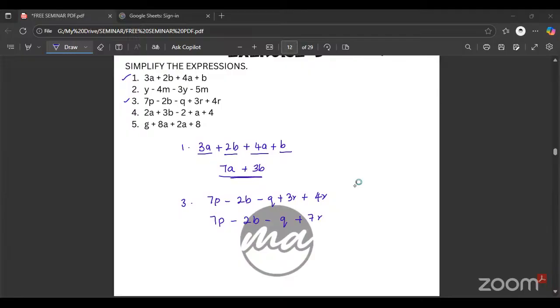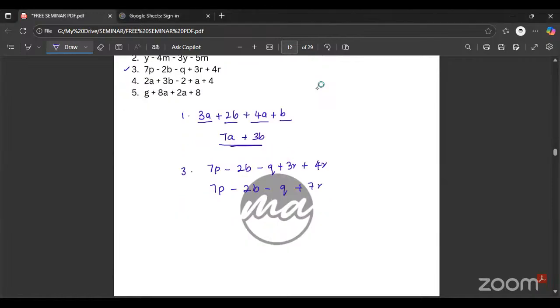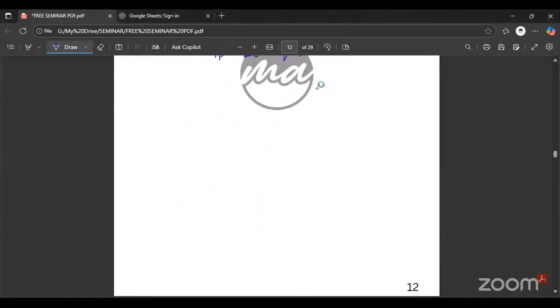Why can't I find it, Miss? I wrote it: 7p minus 2b minus q plus 3r plus 4r. Okay, you can't write 3r plus 4r because that's the question. The question is that the answer is 7p minus 2b minus q plus 7r. Okay? Is the doubt clear? Yes, Miss.